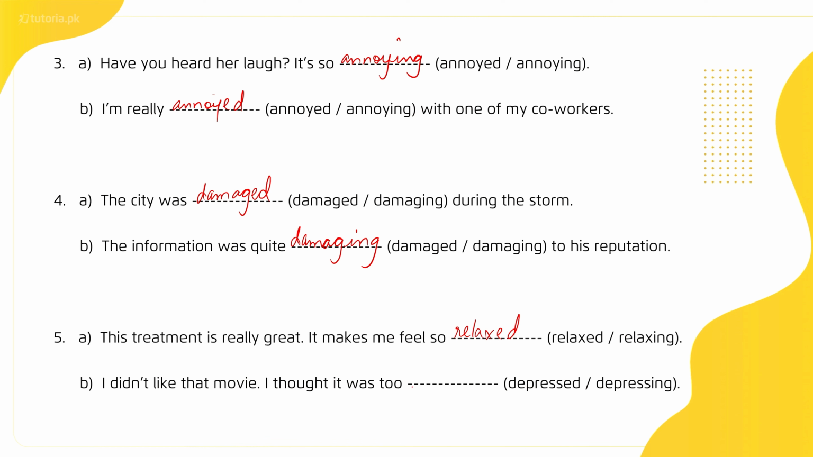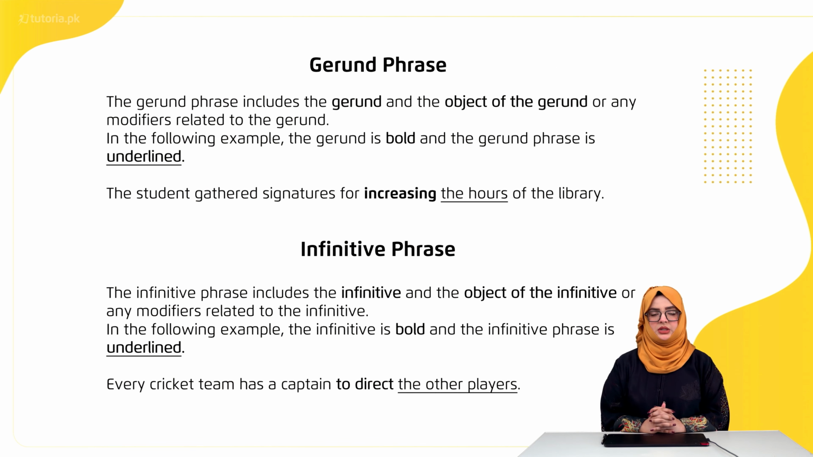I thought it was too depressing. So it will be depressing. Present participle आएगा यहाँ पे. Let's move on to next grammatical topic, which is of gerund phrase. अब gerund phrase क्या होता है ये देख लेते हैं.